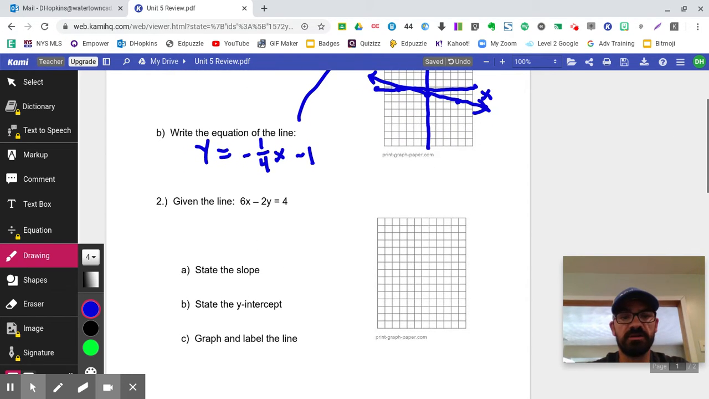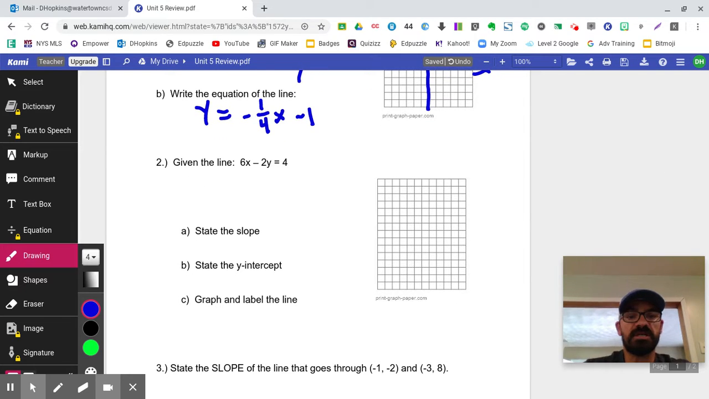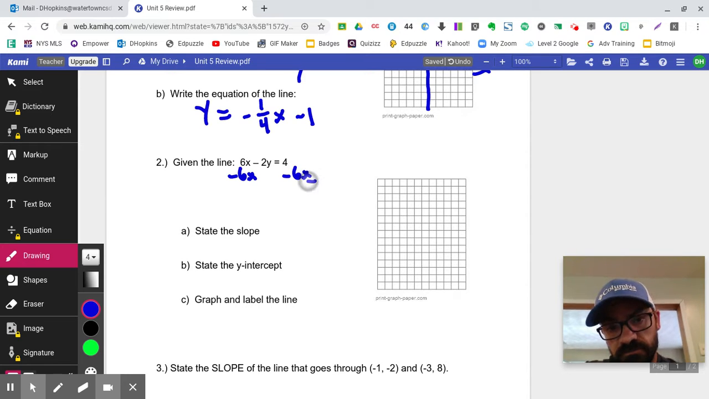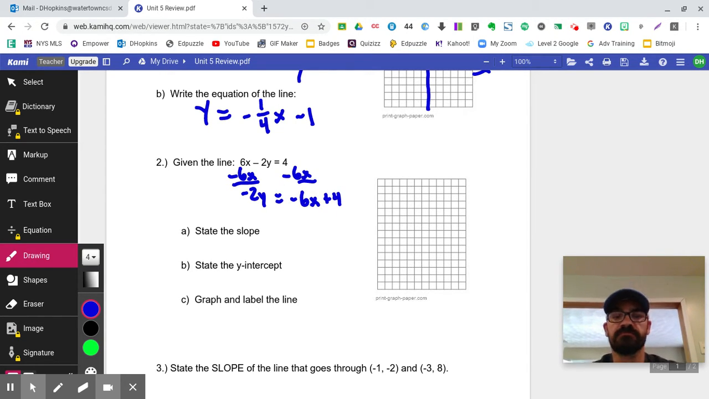Number 2. Given the line 6x minus 2y equals 4, state the slope. Before I can identify the slope and y-intercept, I have to get y by itself. So let's subtract 6x to both sides. -2y equals -6x plus 4. And then divide everything by -2.